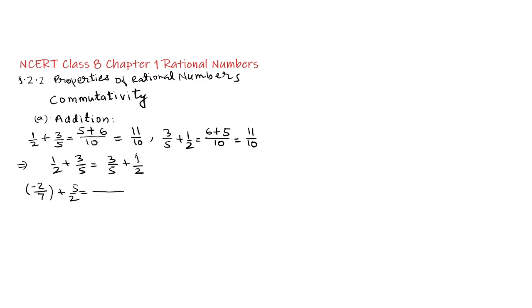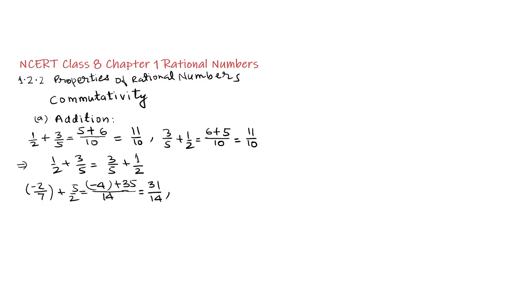For solving, we take LCM of 7 and 2, which is 14. 7 times 2 is 14. So we multiply 2 by minus 2, which gives us minus 4 plus 2 times 7 is 14, and 7 times 5 is 35. Minus 4 plus 35 gives us 31 upon 14.